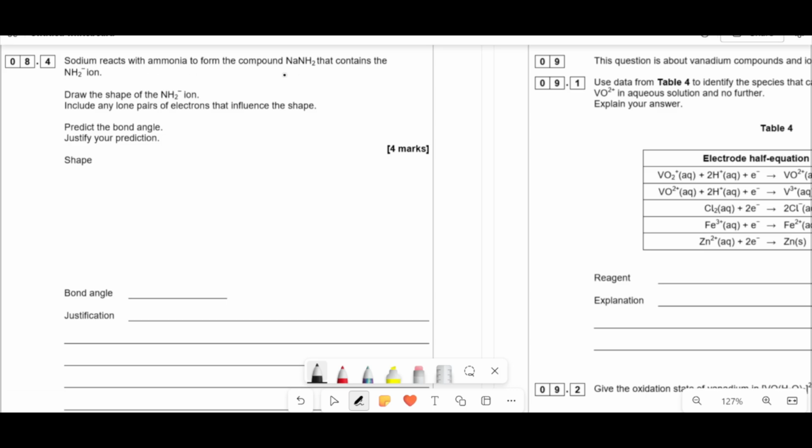Sodium also reacts with ammonia to form NaNH2 that has this NH2 minus ion. Draw the shape of this ion and include any electrons that influence the shape. So it's reacting with ammonia to form NaNH2, and it's got this ion, right? So NH3 is normally you've got a single bond, single bond, single bond, and then a lone pair, right?